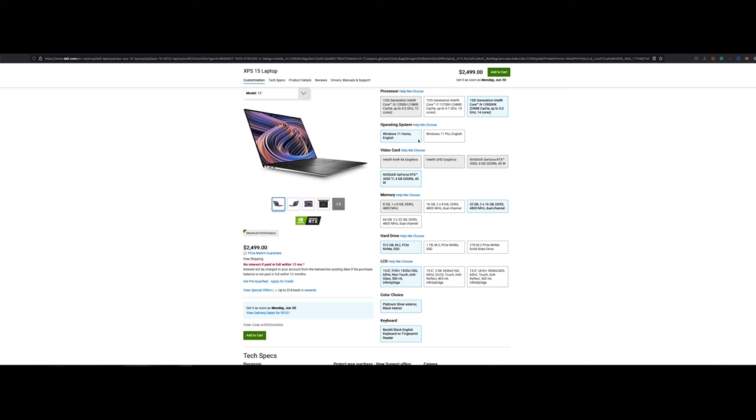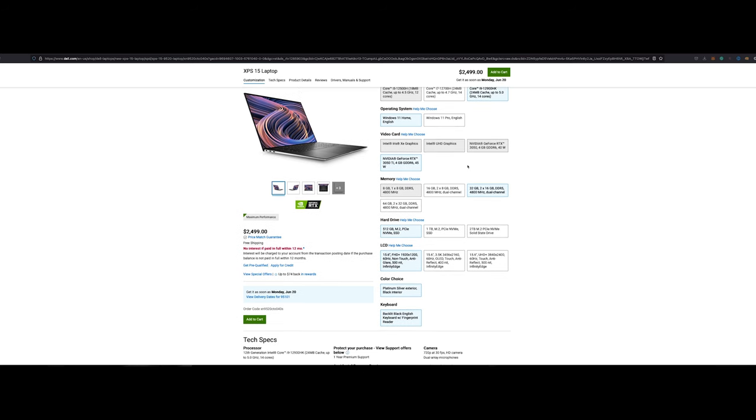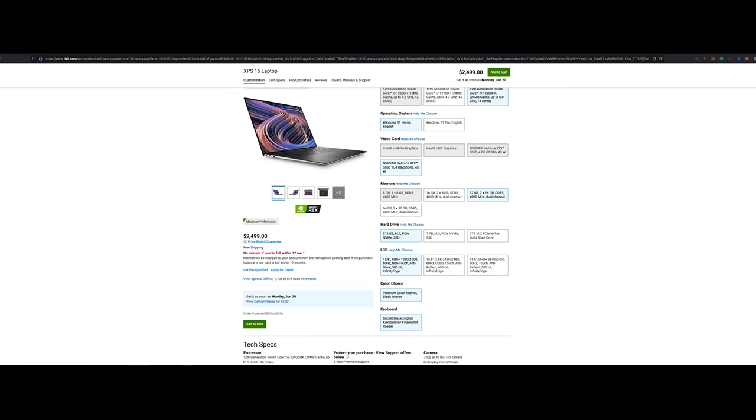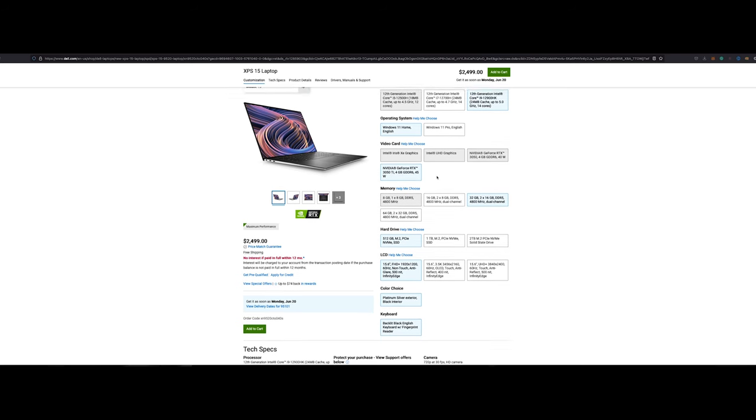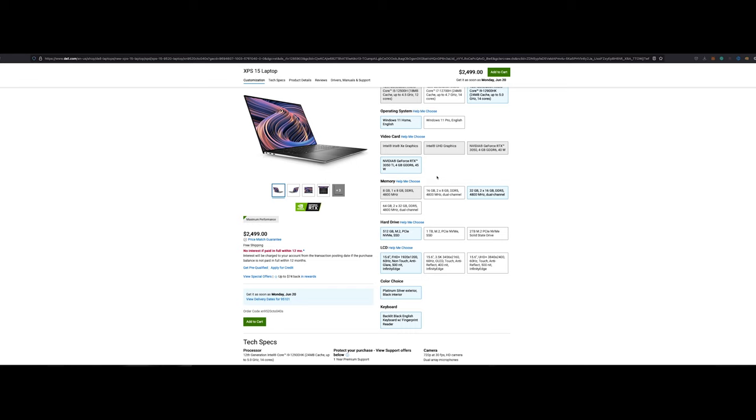Come over here, we have Windows 11, and then on to our video cards, we have a GeForce RTX 3050 Ti. This is a very powerful graphics card, and like I said in the beginning, you won't have any issue with any of these laptops. It's all based on preference on what things you want more in your laptop.